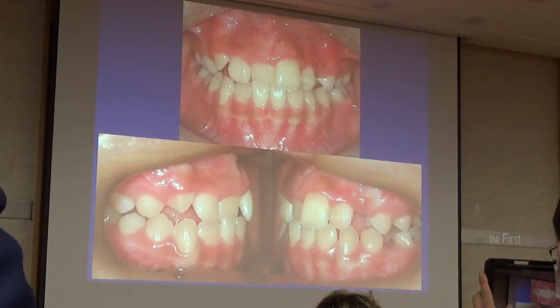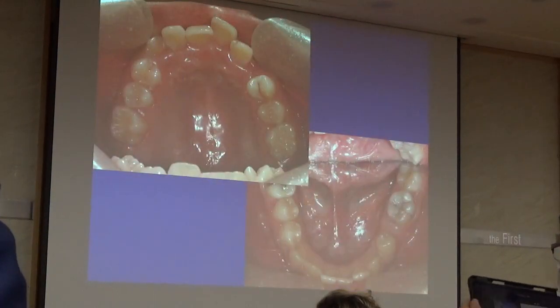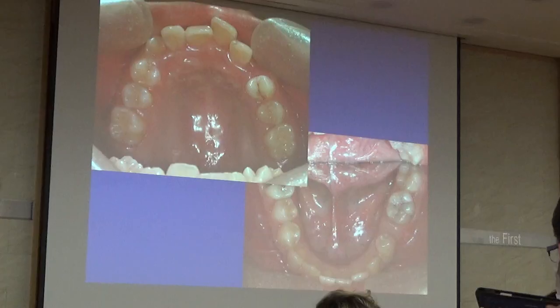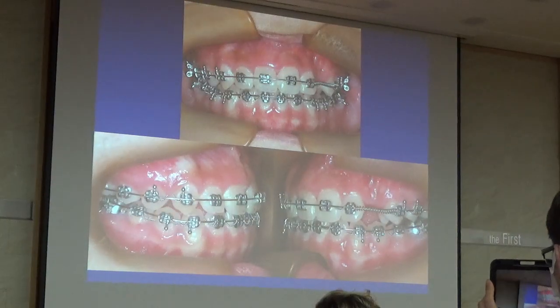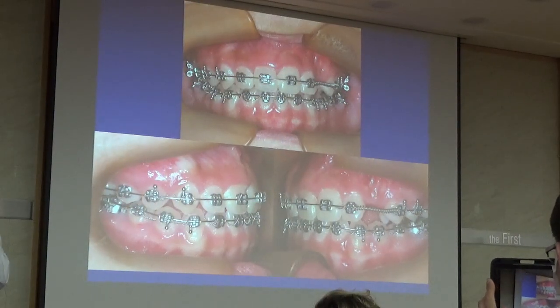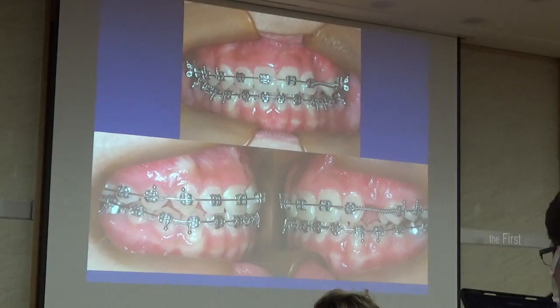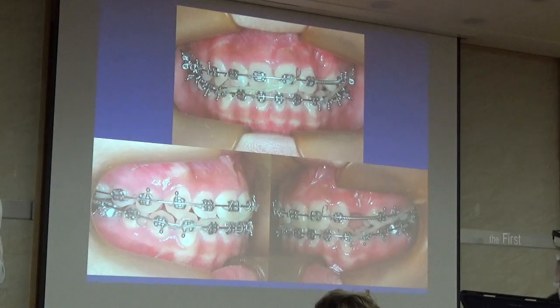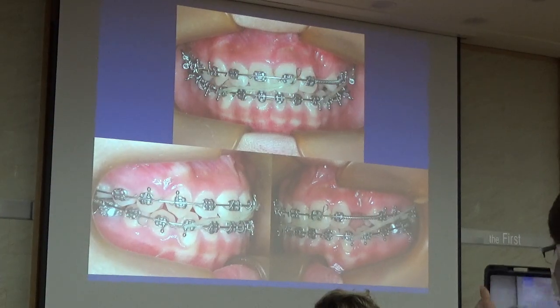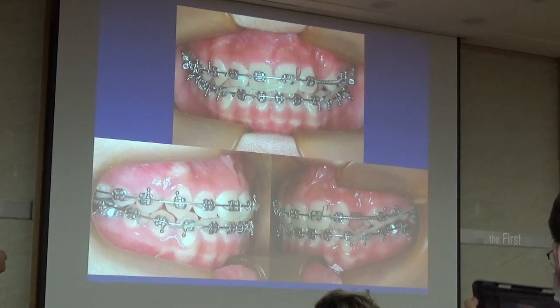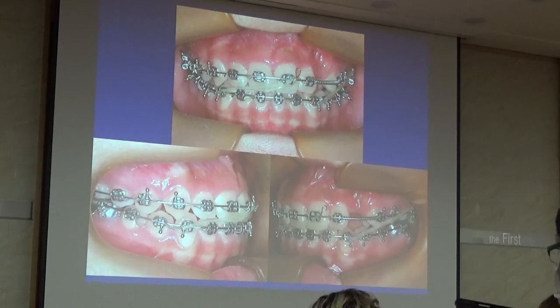So this is it. Some midline deviation, crowding. And you will try leveling and alignment. You will easily try intermaxillary elastics to correct the midline and also to correct the molar relationship. Okay?